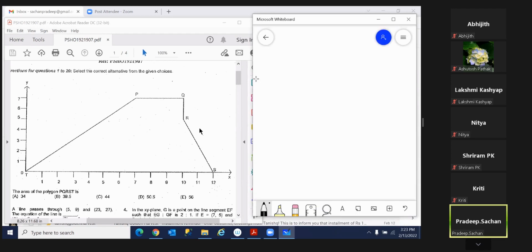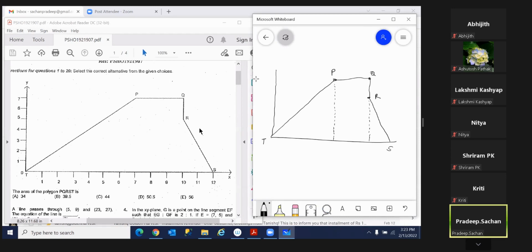Not a very accurate graph, but it's okay. So how do we find the area? We will start putting vertical lines. So a dotted line here and one dotted line here.